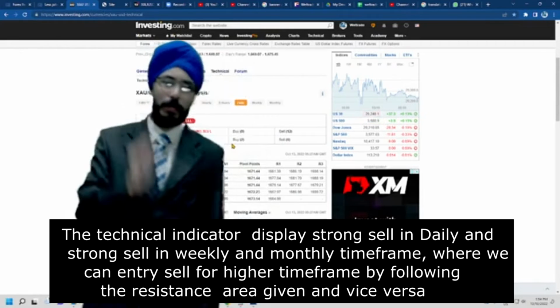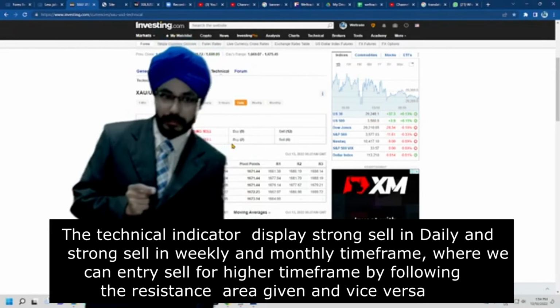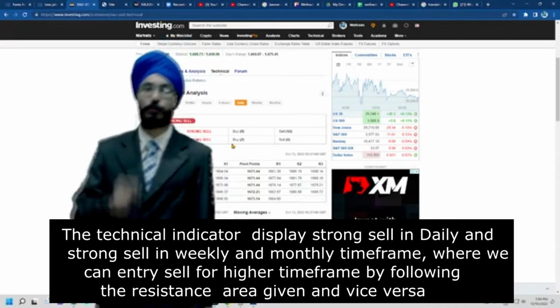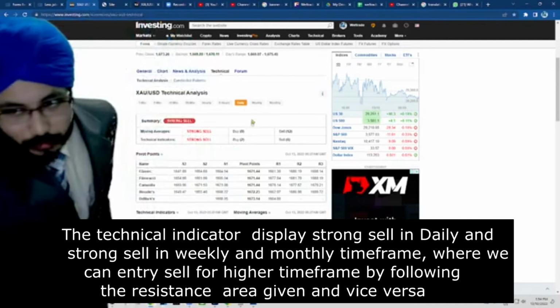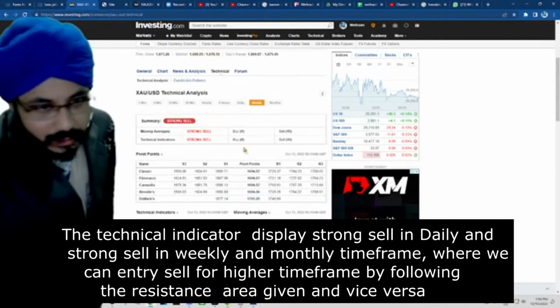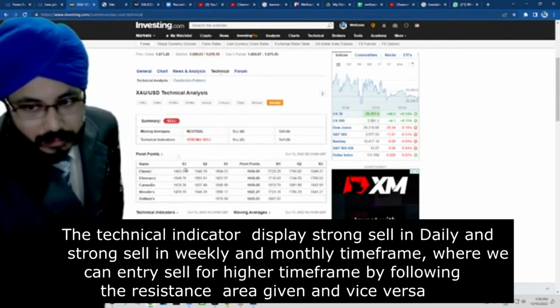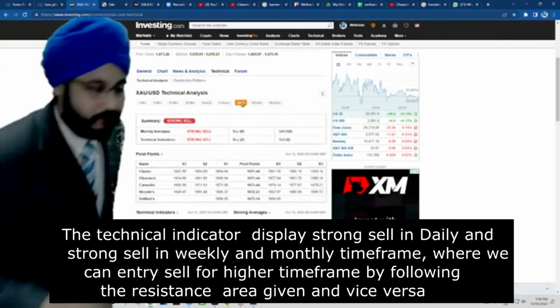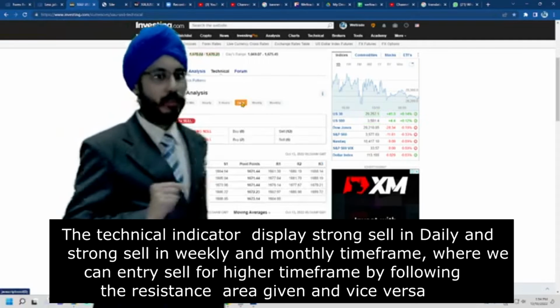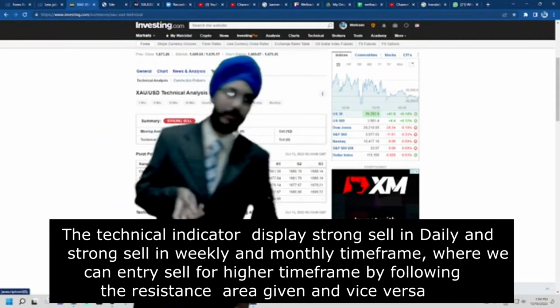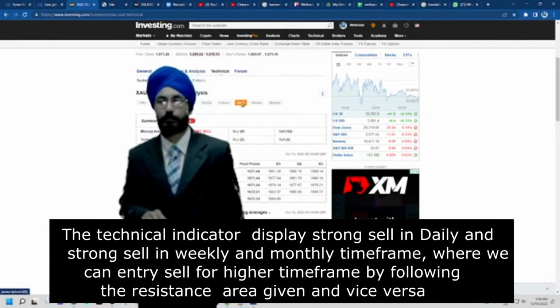But we still have to confirm this with our higher time frames, which would be the weekly and the monthly. As we go to our weekly, we can see that it's also a strong sell. And for monthly, it's also a strong sell as well. So we have confirmed our trend: basically, it's a strong sell.